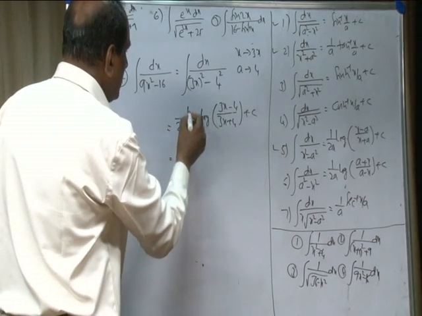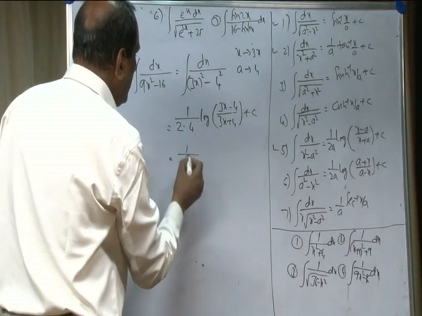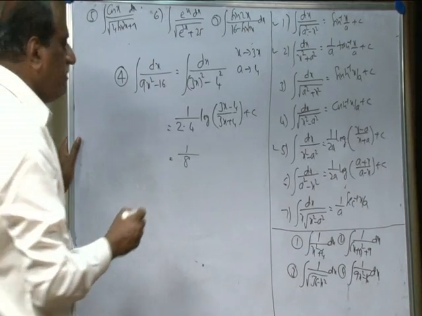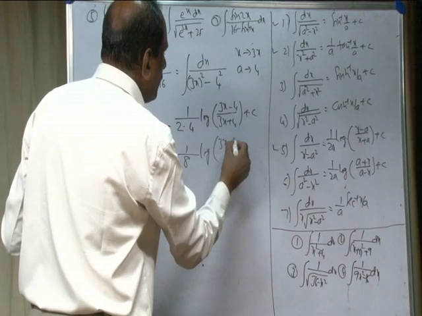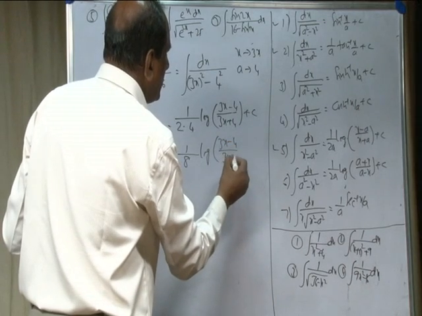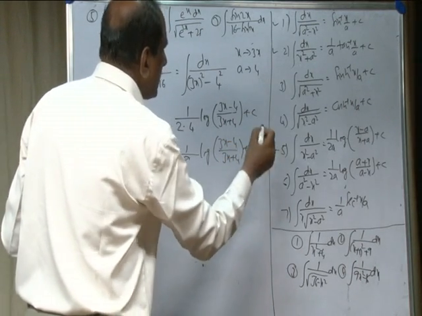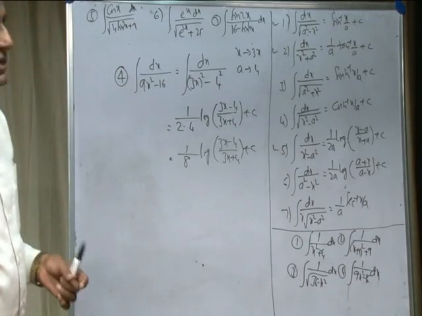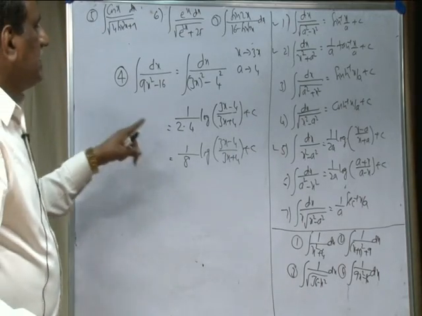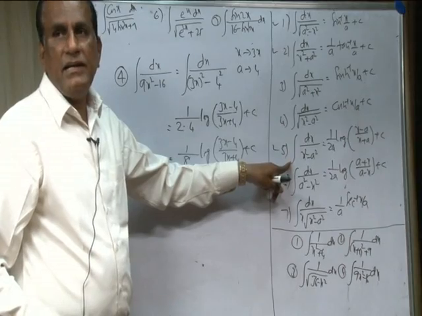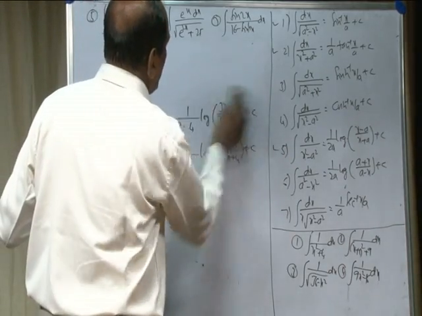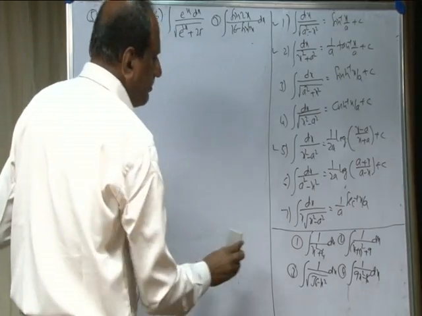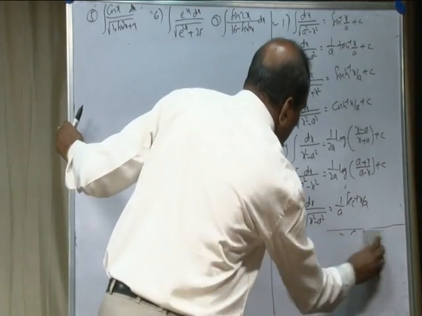Now, simplify this: 1 by 2 into 4 is 8, so 1 by 8 log of (3x minus 4) divided by (3x plus 4) plus c, the constant of integration. So, this is the procedure. So, this is in the form of the fifth standard integral. Now, problem number 5.